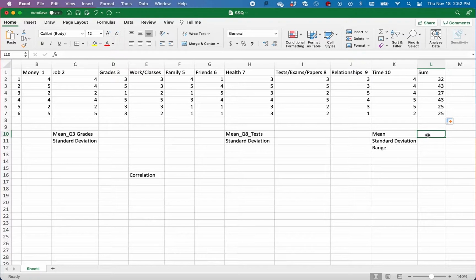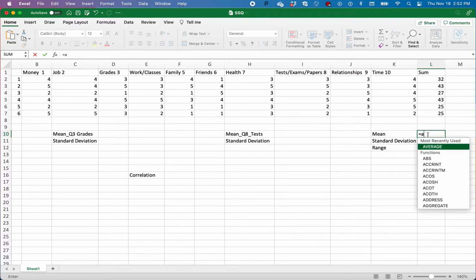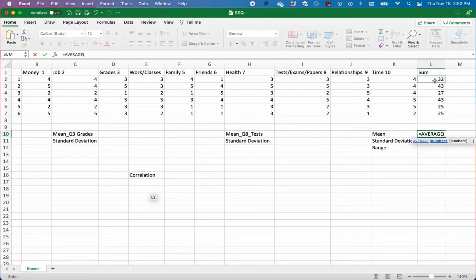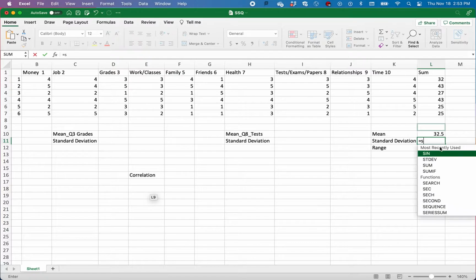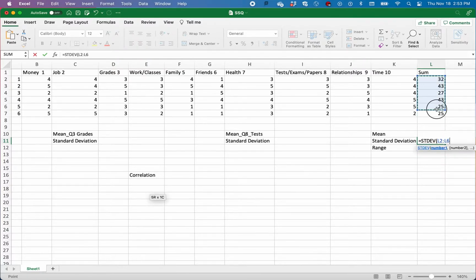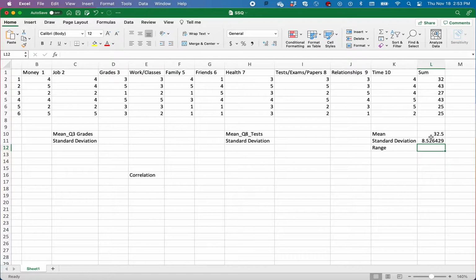The next thing you want to do is the mean and standard deviation for your sample as a whole. So to do that, you hit equals and then type in average. We did this last week. Average, and then highlight the columns you want to average. And then do the same for the standard deviation. Enter. And so the mean for this questionnaire is 32 with a standard deviation of 8.5.